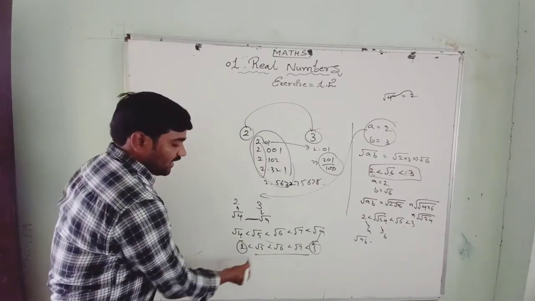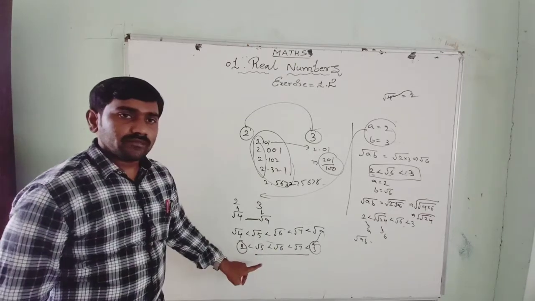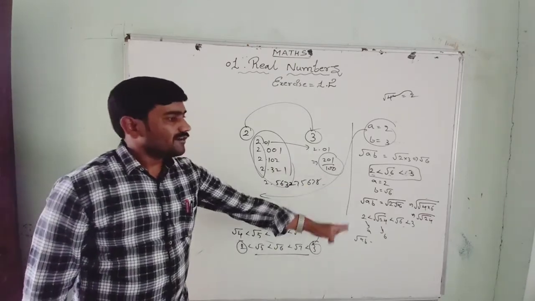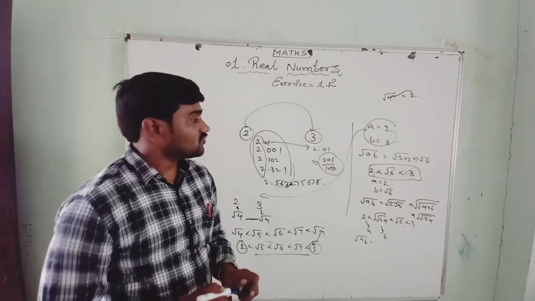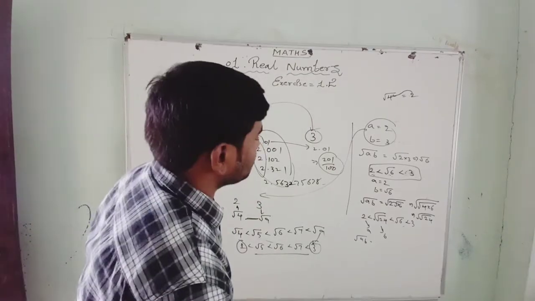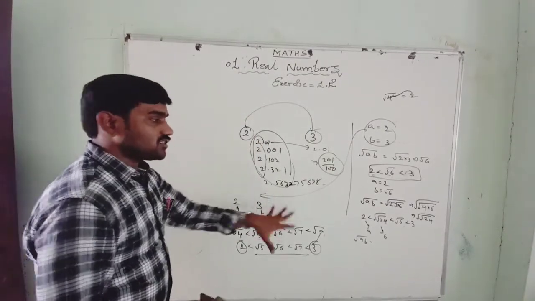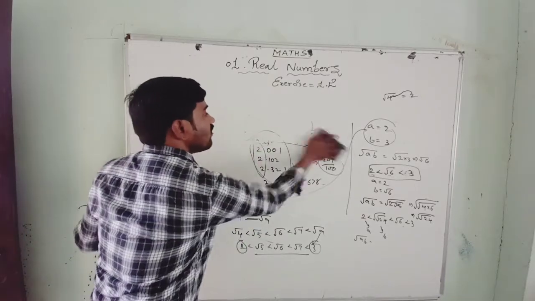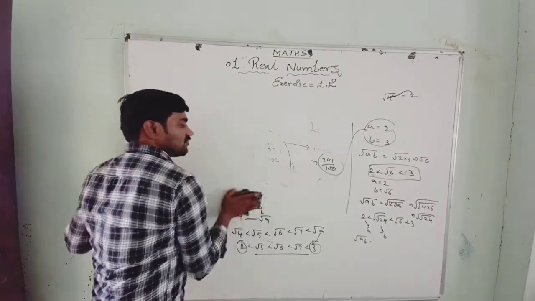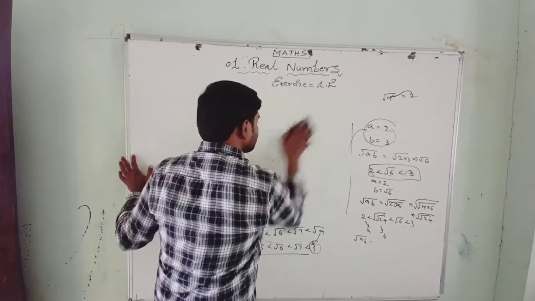Again you take this as A and this you take as B. Again you continue like that only. We'll be getting an infinite number of irrational numbers. So this will be constant. These kinds of questions we are going to do in exercise number 1.2.